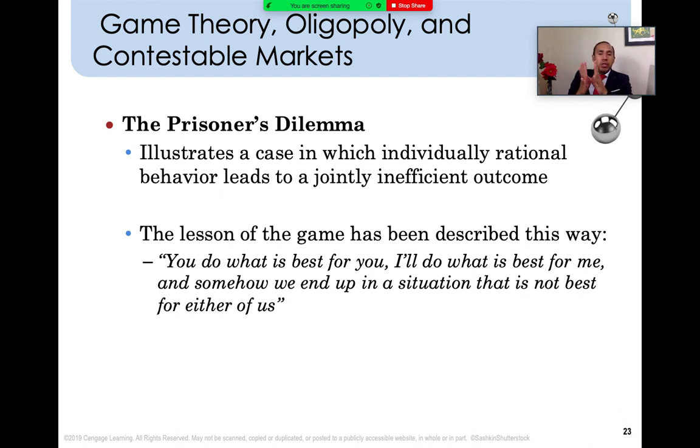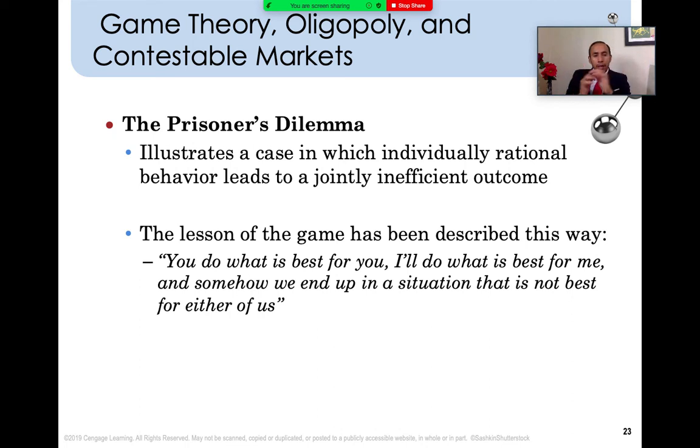Because if you are interdependent with someone else, you may actually end up with an inefficient outcome. So the lesson that this example is providing is that you may want to do what is best for you, and I'll do what is best for me. And if we both are inconsiderate of one another, we may end up in a situation that is worse, or not the best for either of us.